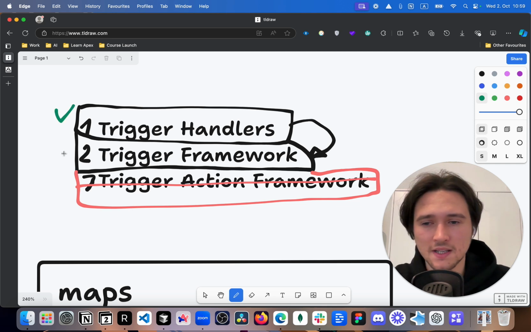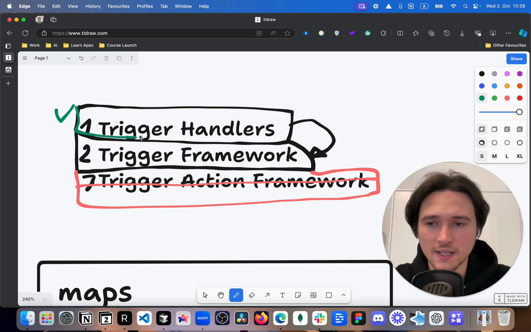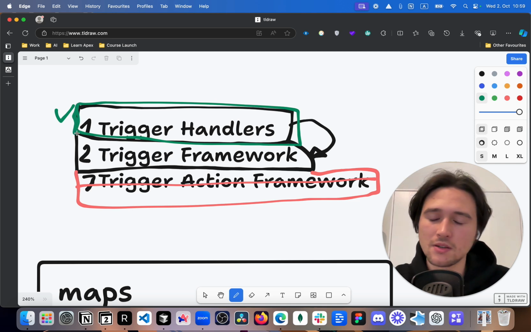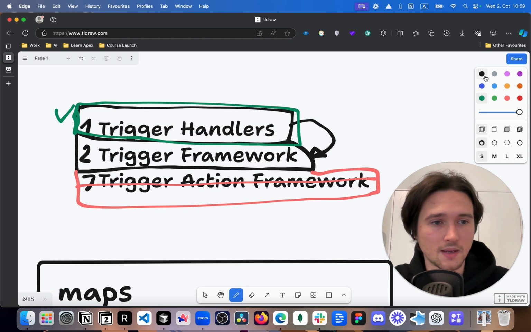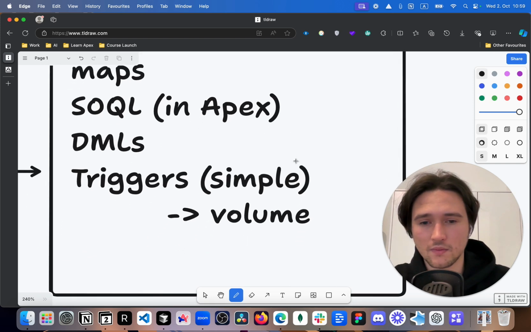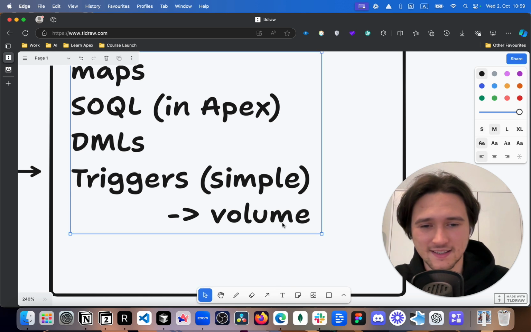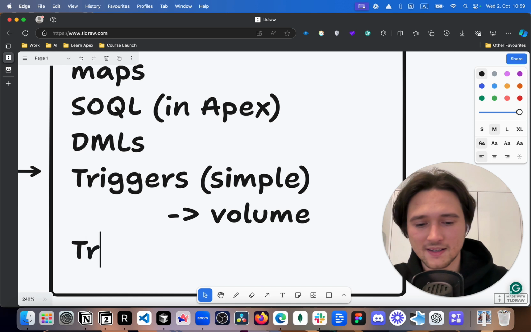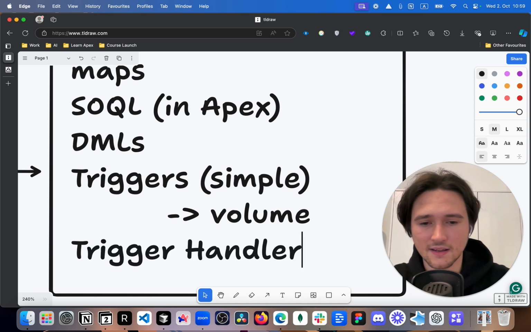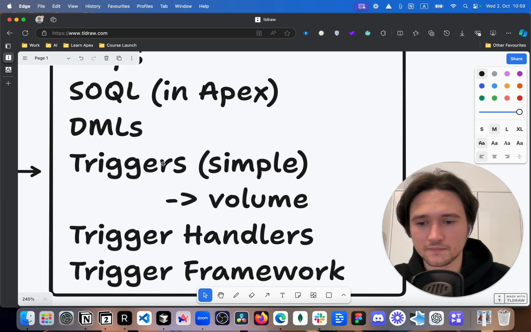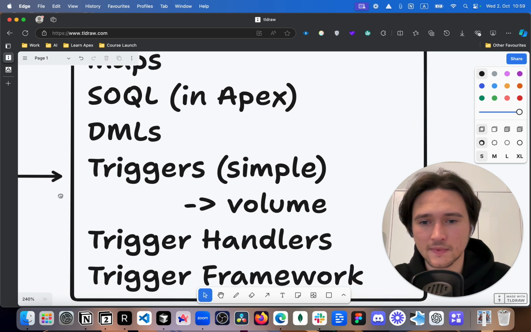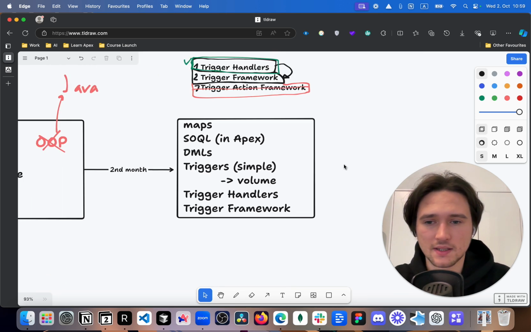Trigger handlers, you need to understand very well. Okay, so trigger handlers, go and understand them very well, how they work. You need to be able to use them. You need to be able to apply them. You need to be able to explain in the interview how to use them, and all of this. Okay, so we have here, let's add trigger handlers and trigger framework. Okay, so that's the second month.